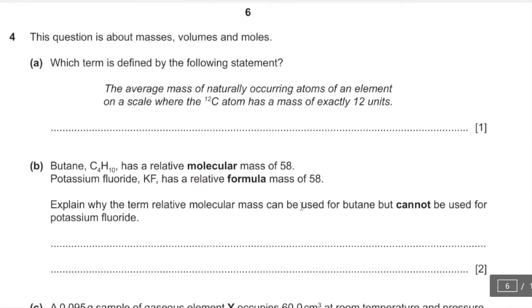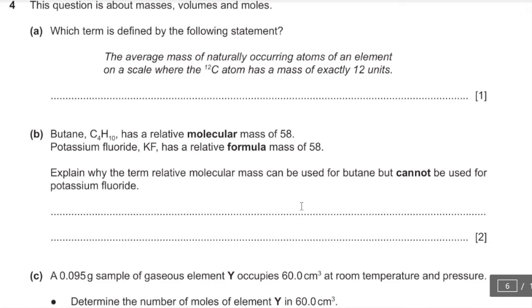This question is about masses, volumes, and moles. A. Which term is defined by the following statement? Right. The average mass of naturally occurring atoms of an element on a scale where carbon-12 has a mass of exactly 12 units. This is relative atomic mass.